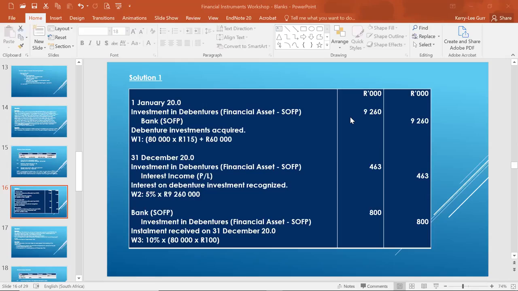A question saying, would I lose marks if I just write investment SOFP and omit the debentures? Okay, so I would prefer that you write financial asset investment, so I'm able to see that you were able to classify that as a financial asset.